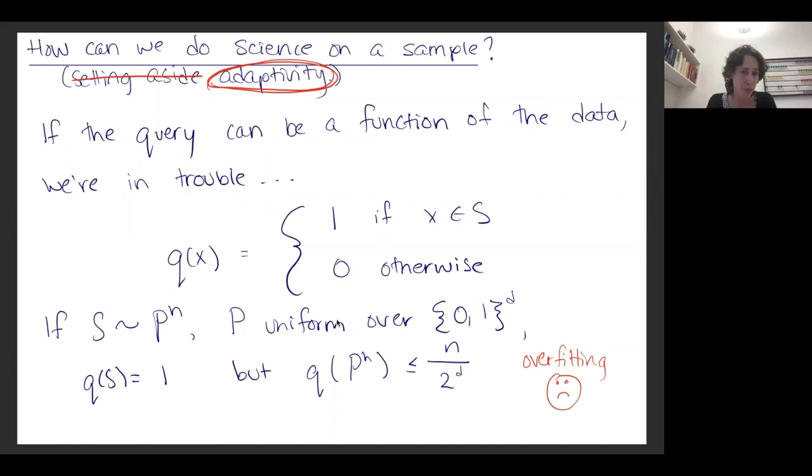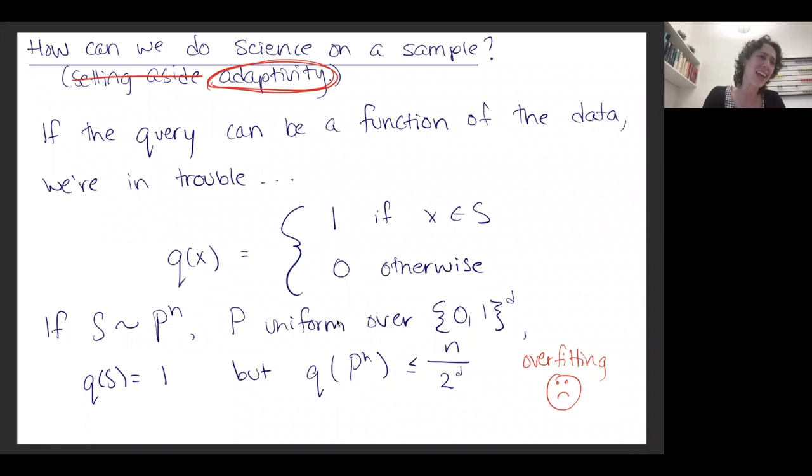So for example, if your underlying distribution is just 0, 1 vectors of length D, then you run it on the sample, you get one. You run it on the underlying distribution, you get something tiny. This is bad news, right? This is exactly what we didn't want to have happen. We answered a query. How can you ask such a query if you have no idea what this is? There you go. But this is terrible news, it's overfitting, but hey, who's asking queries that are perfectly tailored to the data set?